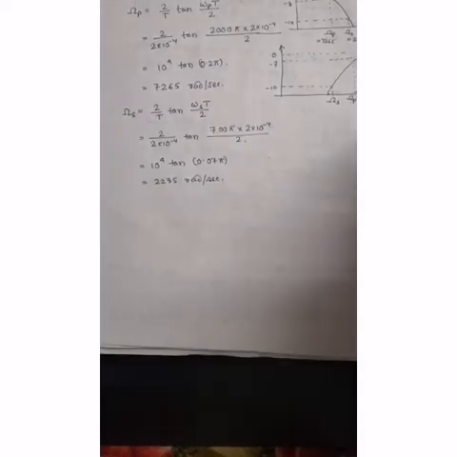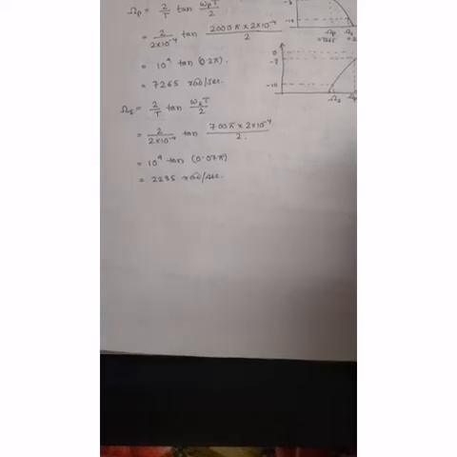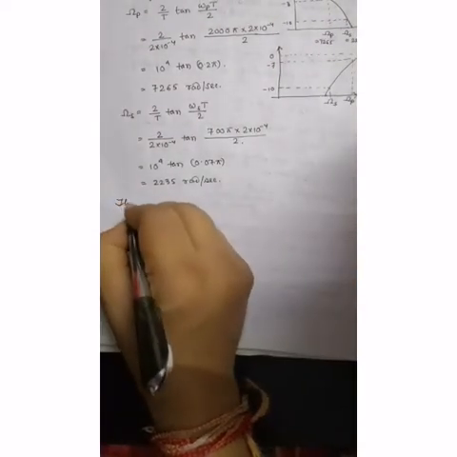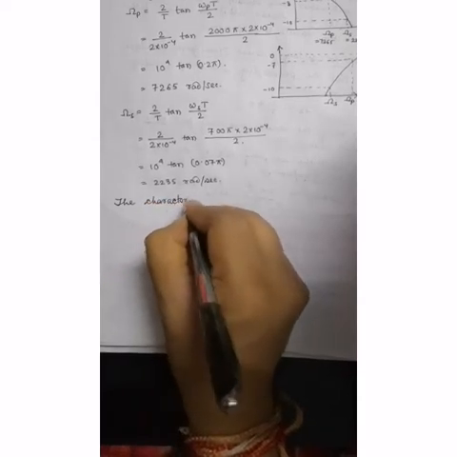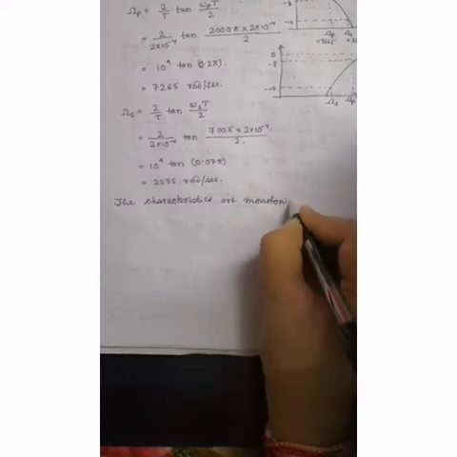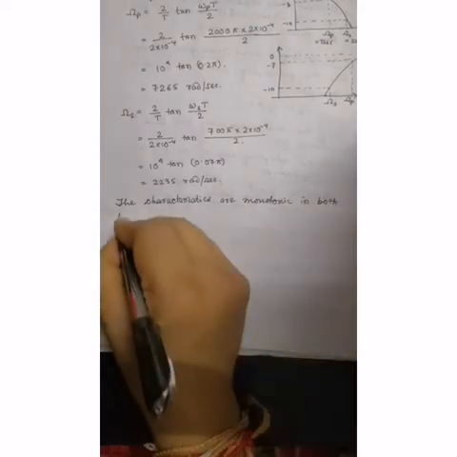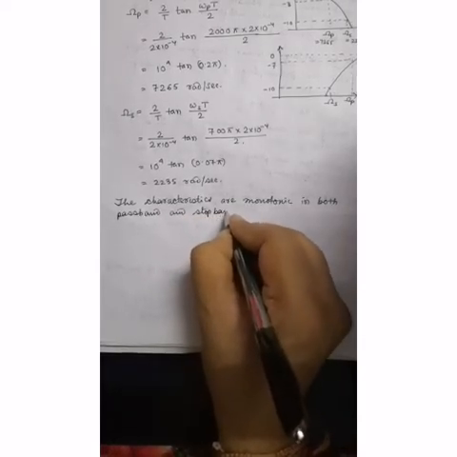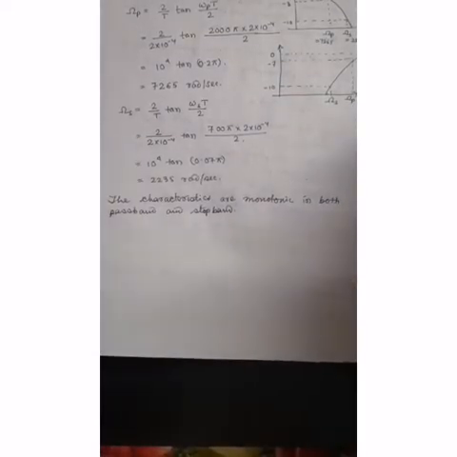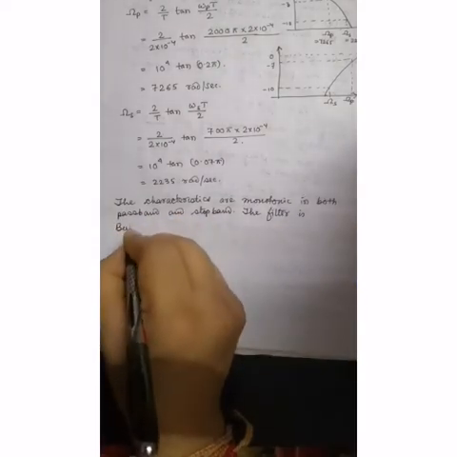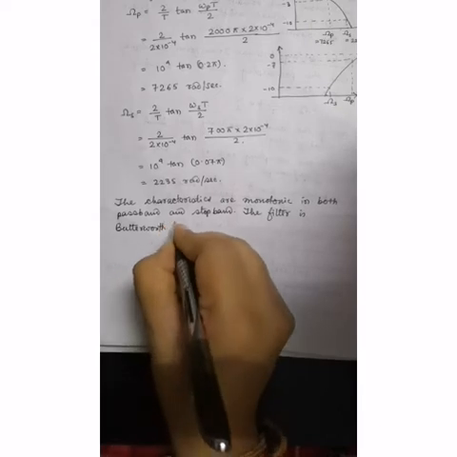So the characteristics are monotonic in both pass band and stop band. So therefore the filter is a Butterworth filter. So we know how to solve the problem based on Butterworth filter. So I can write the characteristics are monotonic in both pass band and stop band. So from the previous example of Butterworth filter, we can conclude that the filter is Butterworth filter. So we know the characteristics of Butterworth filter, how to solve the problem based on the Butterworth filter.